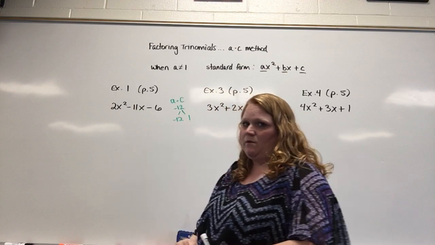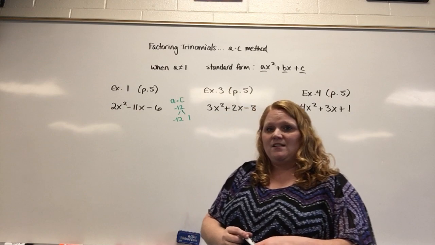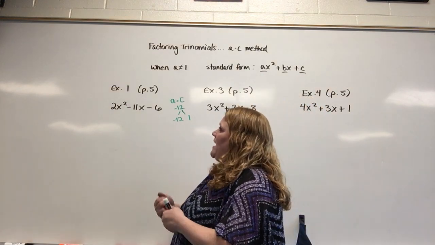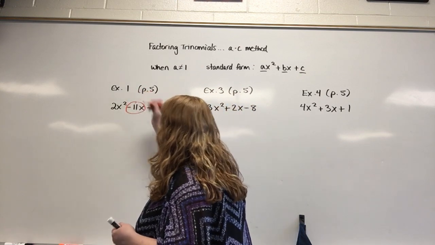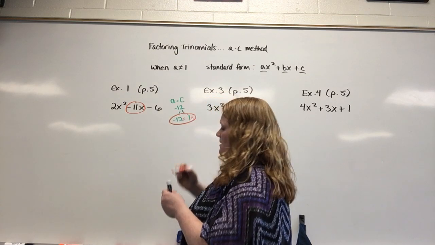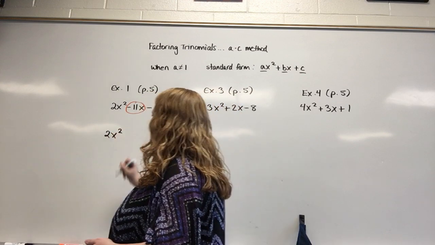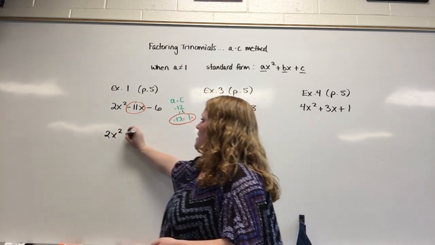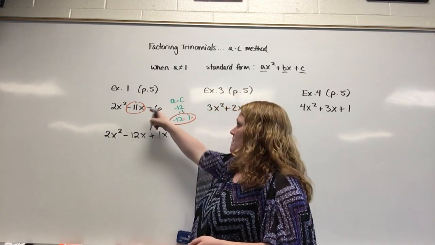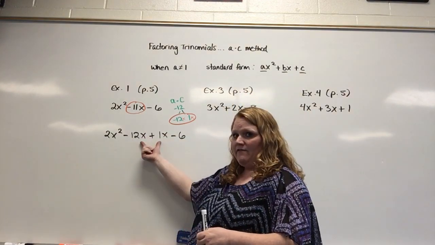And I like to teach it with the grouping method, but there's a lot of different methods. So you can Google some different methods and you may like something else better, but this is my preference. So what you would do is you take this middle term right here and you're going to replace it with these two factors, but with an x. I'm going to keep the first term, 2x squared, but instead of a minus 11x, I'm going to put minus 12x plus 1x, and then I'm going to keep the minus 6. So I've replaced the middle term with my two factors.